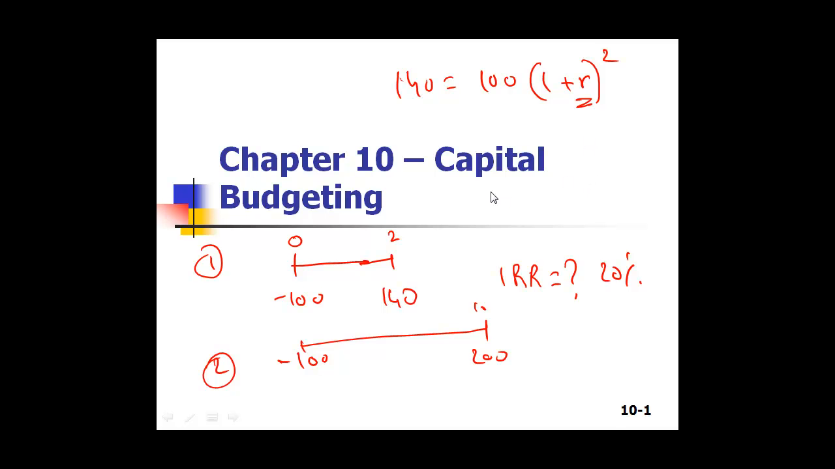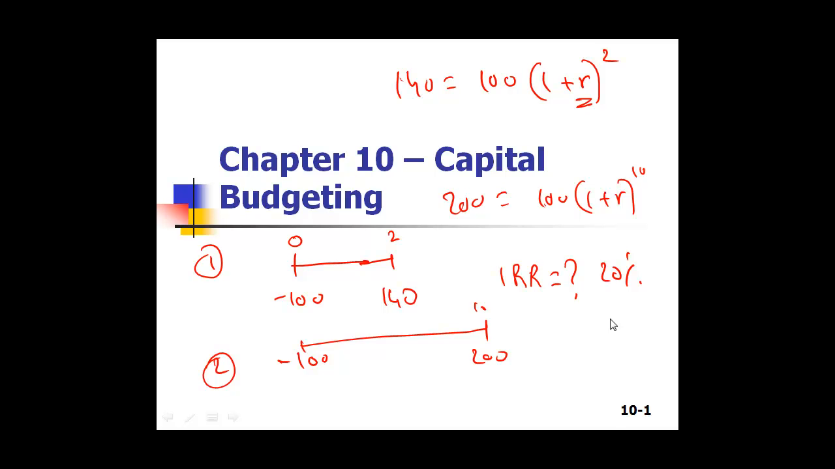And for the other one, what will we do? So 200 is equal to 100 into (1 plus r) to the power of 10, and then you calculate the r. Intuitively, you should know that it's going to be less than 10%. Okay, so just a basic check.